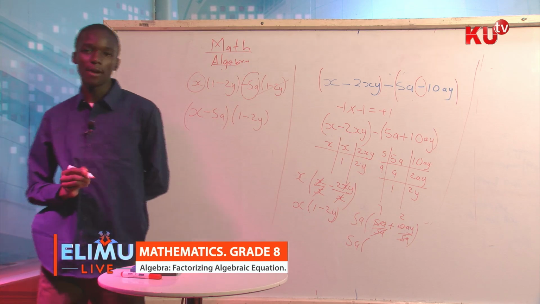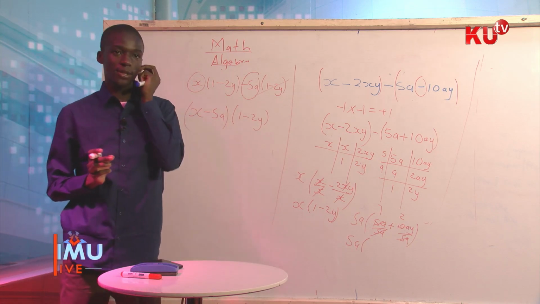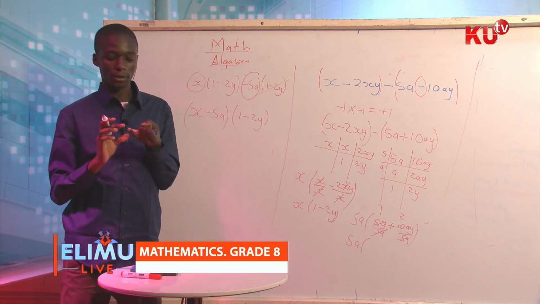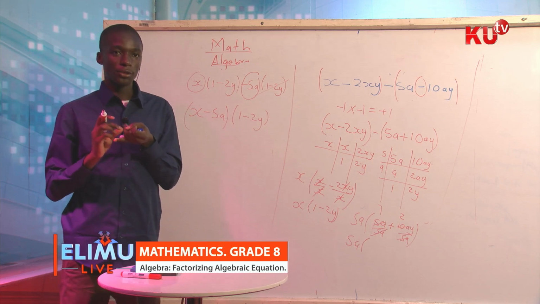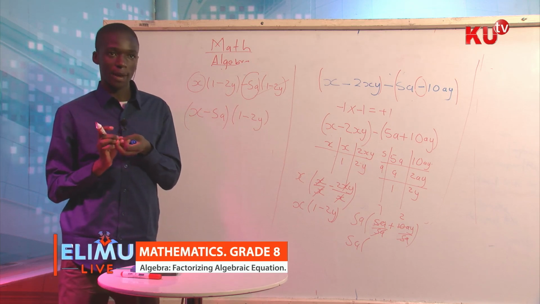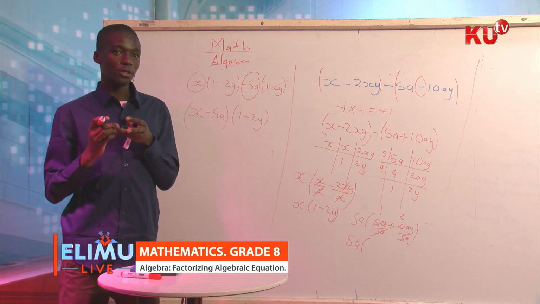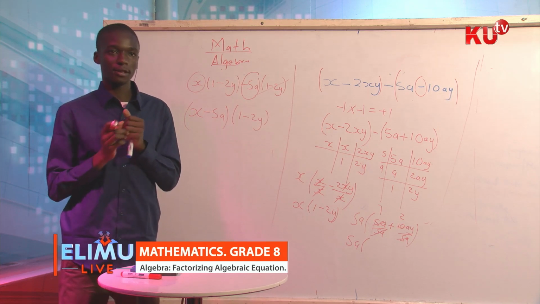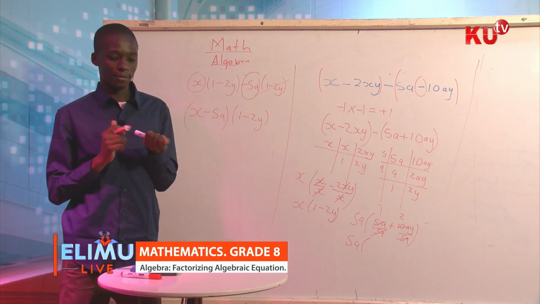So that marks the end of our class, and we are done with the factorization. In this class, basically, we have been looking at how to factorize an algebraic expression with 2 terms, with 3 terms, and also with 4 terms. So we have said factorization of an algebraic expression with 2 terms is the same way as factorization of an algebraic expression with 4 terms.